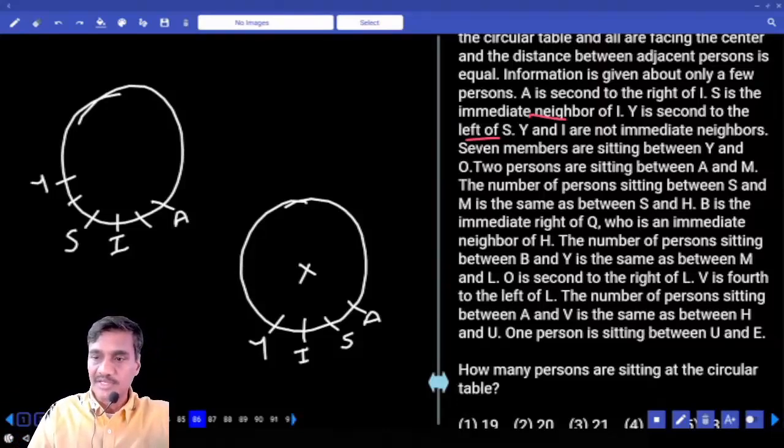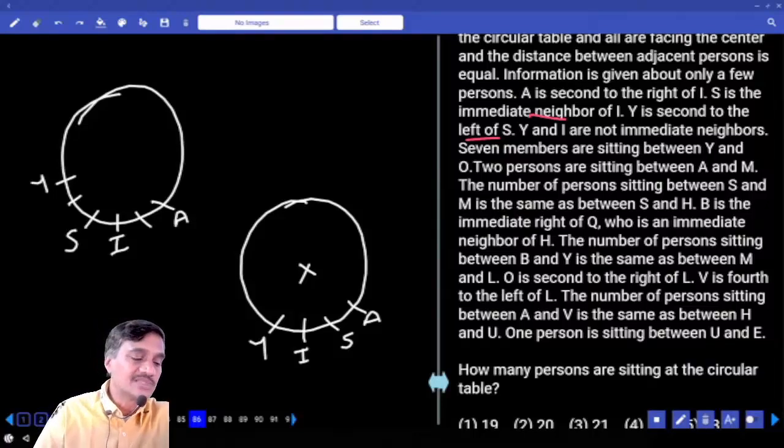Y and I are immediate neighbors. 7 members are in between Y and O. How many people are there between Y and O, tell me?